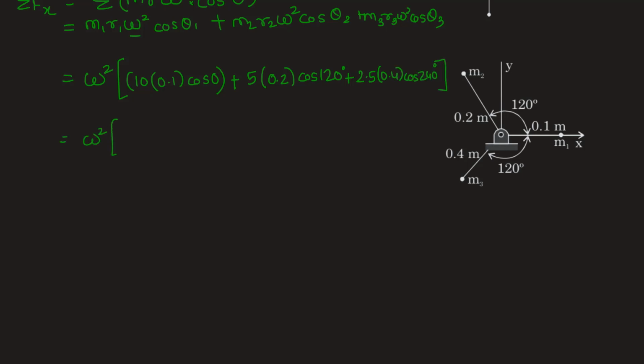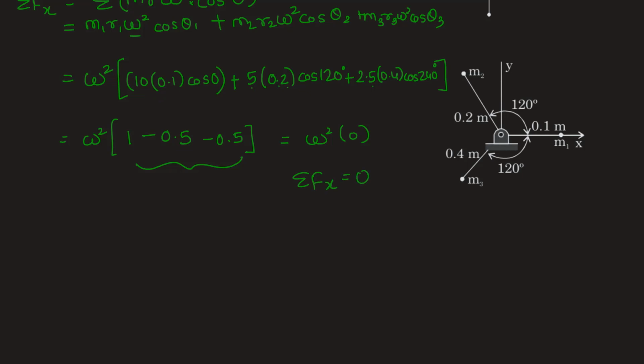Omega square into, now inside the bracket we will have 10 into 0.1, which is 1, plus 5 into 0.2, again 1, into cos 120. Now cos 120 is minus 0.5. Then third term 2.5 into 0.4 is also 1. Cos 240 is again minus 0.5. So 1 into minus 0.5 is minus 0.5. In the bracket we get 1 minus 1, which is 0. So omega square into 0, summation Fx is equal to 0.